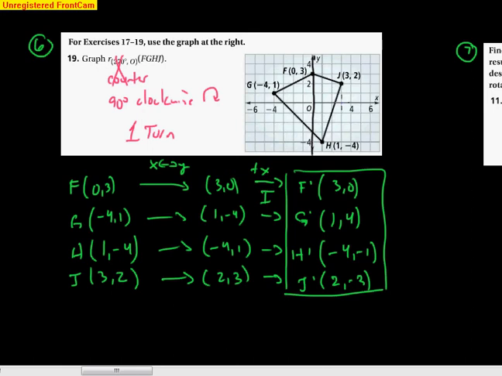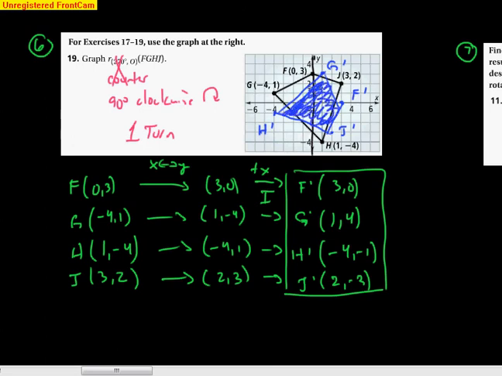So if F is at 3, 0, there's F prime. G is at 1, 4. There's G prime. H prime is at negative 4, negative 1. There's H prime. And J is at 2, negative 3. There's J prime. And if I connect these, hopefully it looks rotated. Right? It does. If I shade it in, maybe I shouldn't have shaded it in.